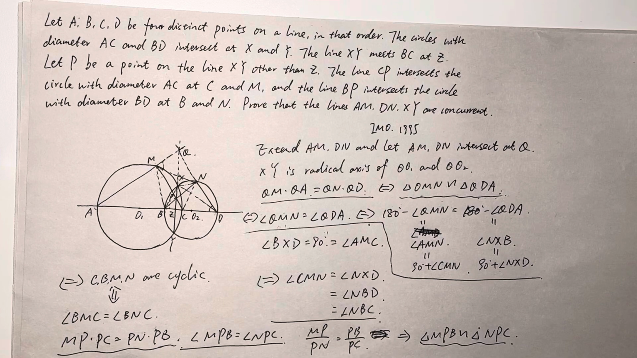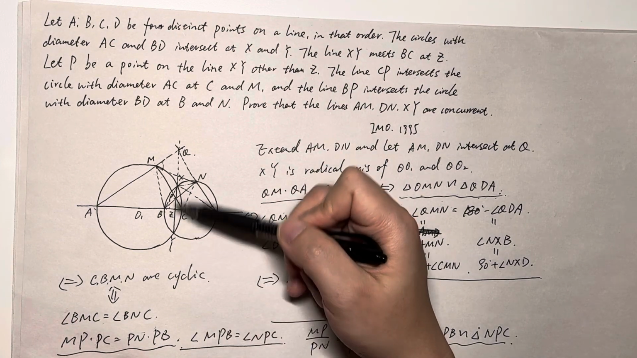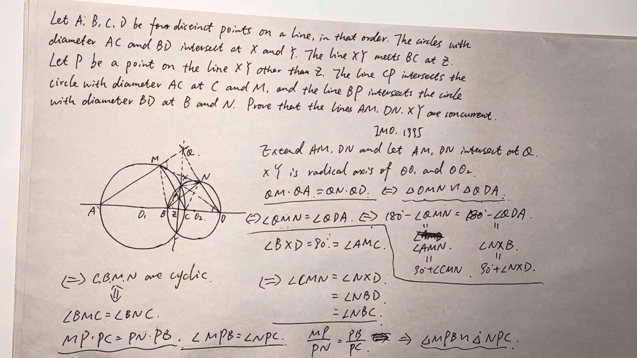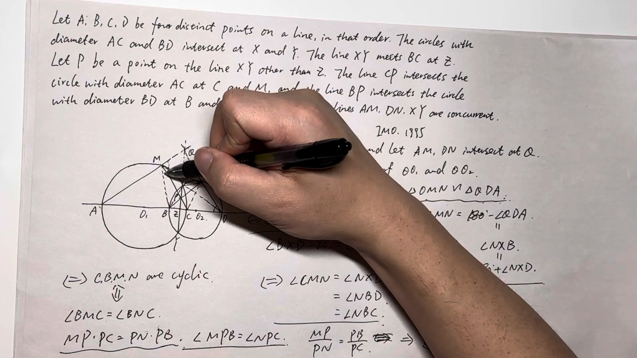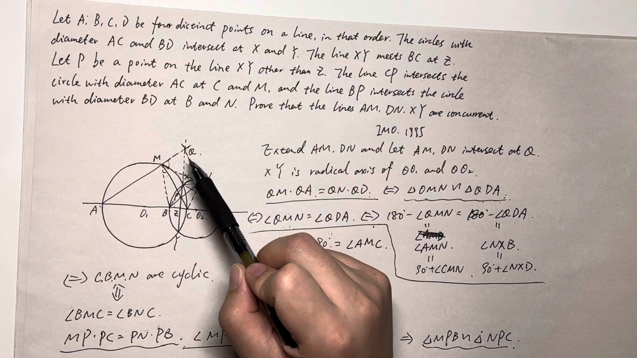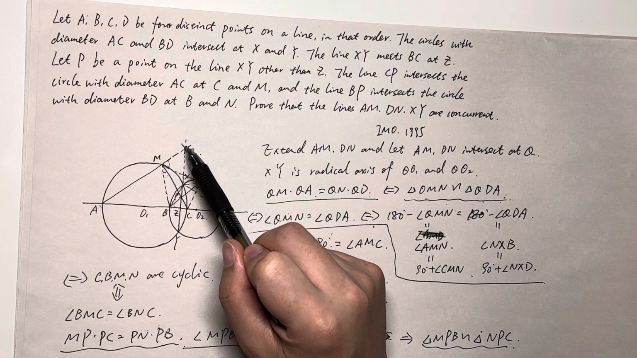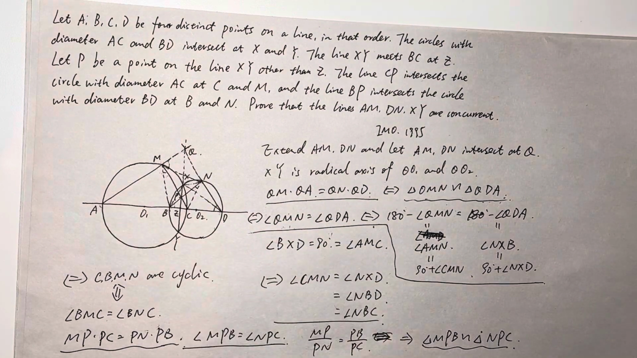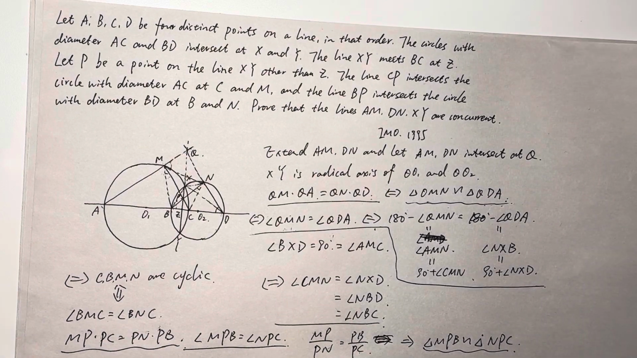And then it's clear, because we already know that P is a point on the radical axis, so we can directly write down MP times PC equals PN times PB, right? Therefore, we can prove these two angles are equal, and we know that eventually triangle QMN is similar to triangle QDA, right? Okay, I think this is a very interesting problem.